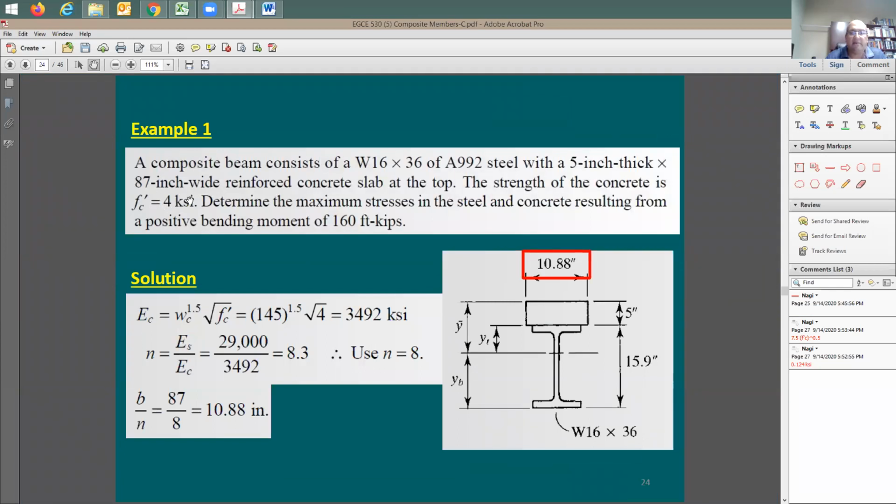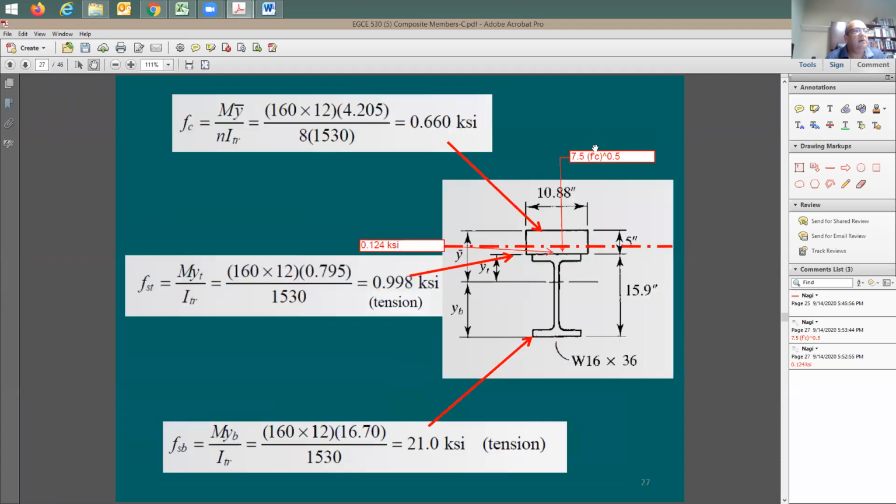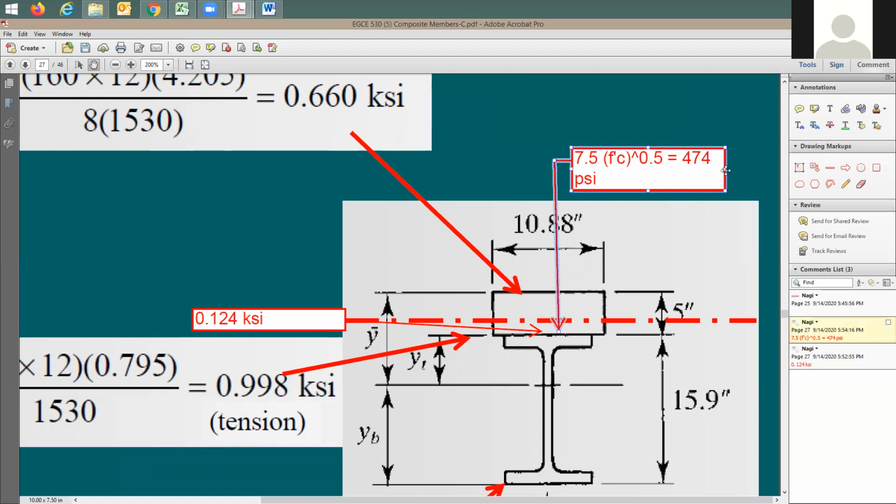4 KSI. Now in this equation here, do you need to use 4,000 or 4 KSI? How much is the stress limit here for cracking? Need your help. So let me put equals 474 PSI. 474 what? What unit? PSI. Good. So in order for the concrete to crack, it needs to be at 474 PSI at this location. Now, how much is the stress in the concrete at this location?